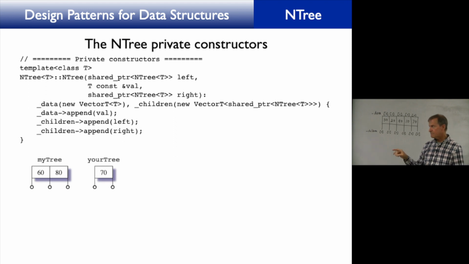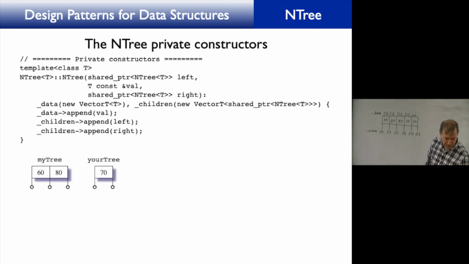So look. In the beginning, we assume that we have two trees that have already been allocated. There's my tree in this example, with data 60 and 80, so two data fields and three children. And by the way, that's our symbol for the empty tree, right? The little circle, the line with the circle. So my tree is 60, 80, and then your tree was 70, okay?